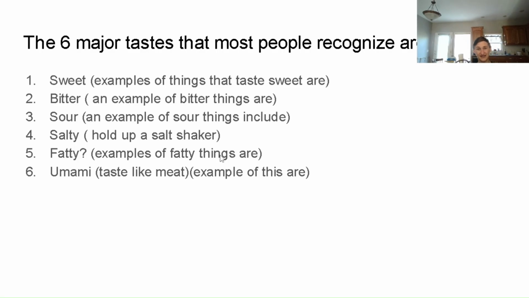The six major tastes that most people recognize are sweet, bitter, sour, salty, fatty, and umami, tastes like meat or chicken. So I'm going to show some examples of each. So horseradish is bitter, and for salt I have salt. For fatty I have virgin oil. For sour I have lemon juice. And to show you sweet I have blueberries.